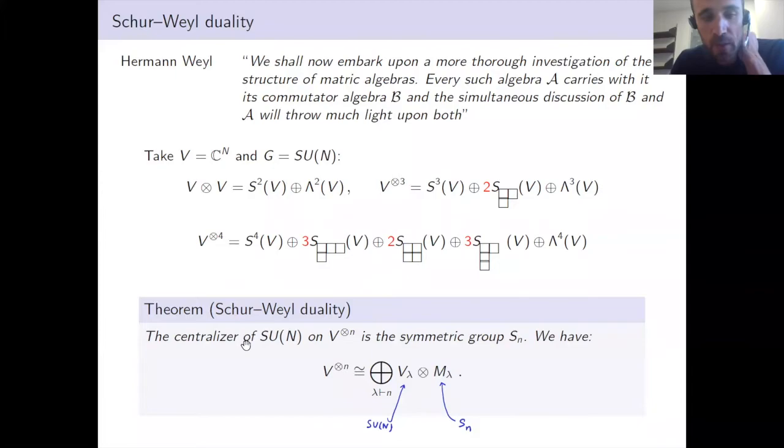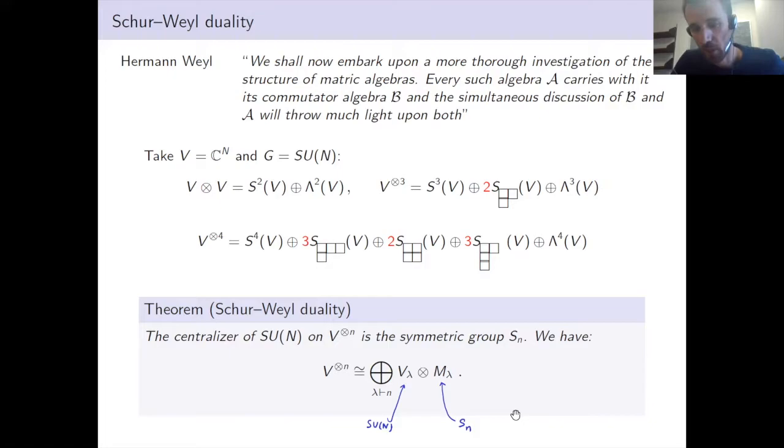It turns out that the centralizer of SU(N) acting on the tensor product like that is given by the symmetric group S_N. And so at the end, this complicated representation decomposes as follows, where the V_lambdas are the irreducible representations of SU(N), and the multiplicity spaces are actually irreducible representations of the symmetric group S_n. So these numbers here, 2, 3, 2, 3, they are actually dimensions of representations of the symmetric group. And we understand very, very well this representation theory.